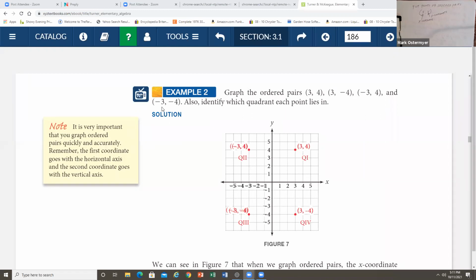Finally, plotting the ordered pair -3, -4. We start at the origin. I move 3 to the left on the x-axis, and then I move down 4 units parallel to the y-axis. So 3 to the left, -1, -2, -3, now down 4, -1, -2, -3, and -4. There is the point -3, -4. It lies in quadrant number 3.